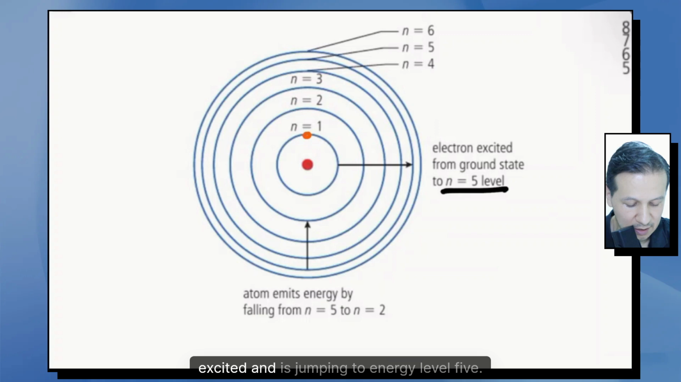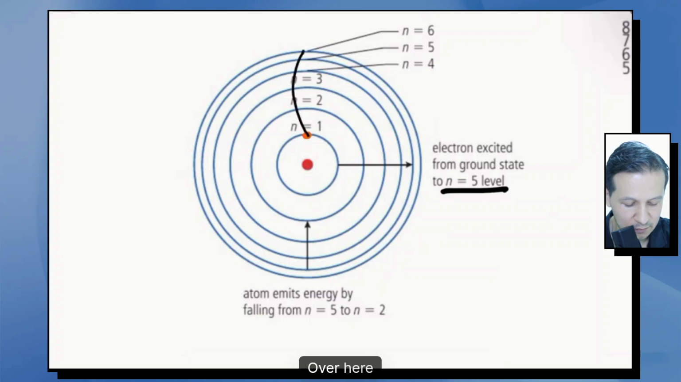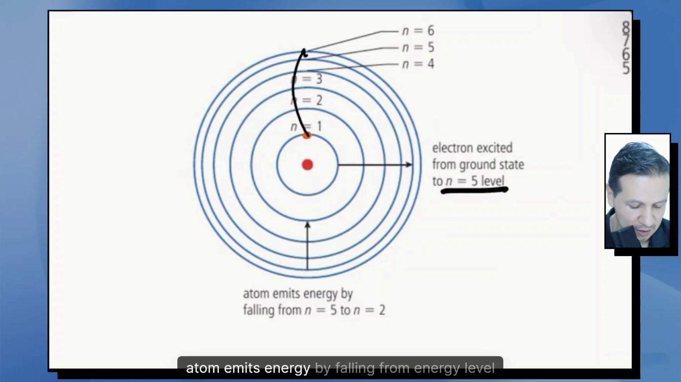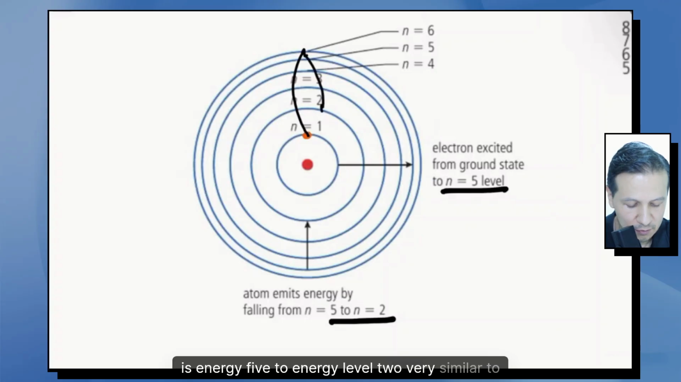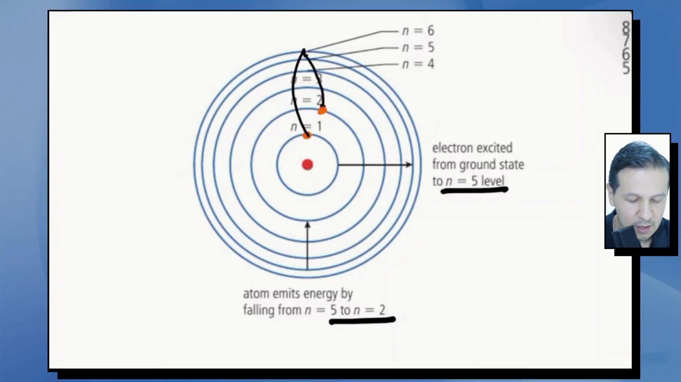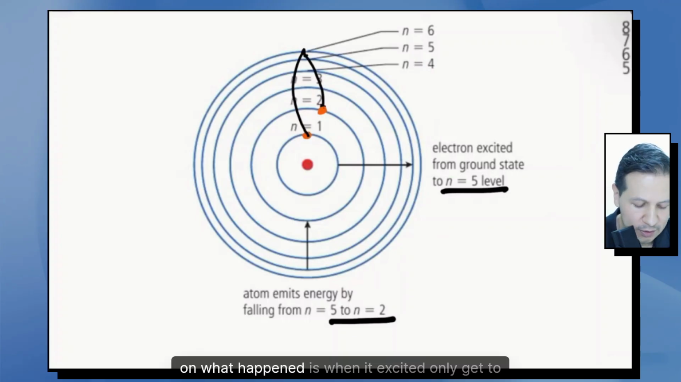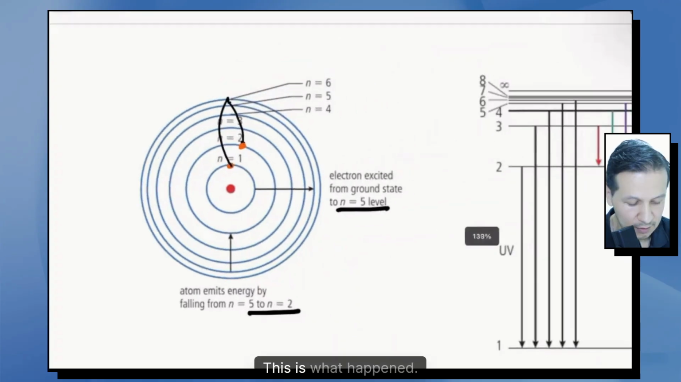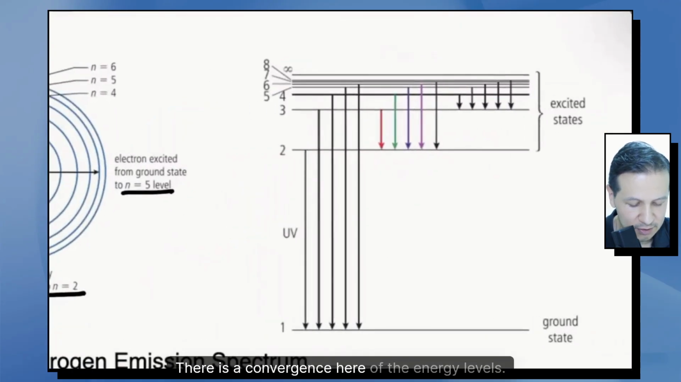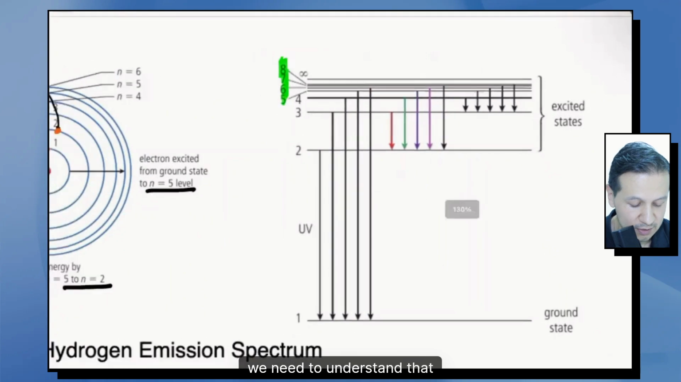It's excited and jumping to energy level 5 over here. The atom emits energy by falling from energy level 5 to energy level 2, very similar to the one I mentioned before. What happens if instead of falling down to energy 2, it falls down to energy 3 or energy 4? There is a convergence here of the energy levels. You need to understand that.